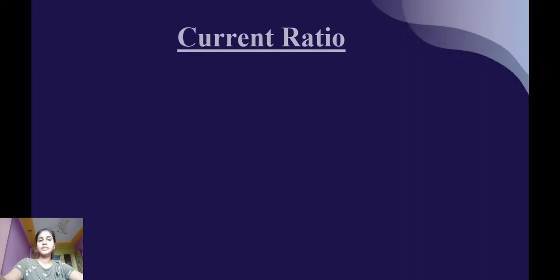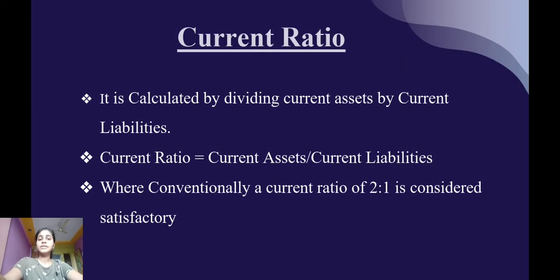So let us see the current ratio. Current ratio is calculated by dividing current assets by current liabilities, where conventionally a current ratio of 2:1 is considered satisfactory.